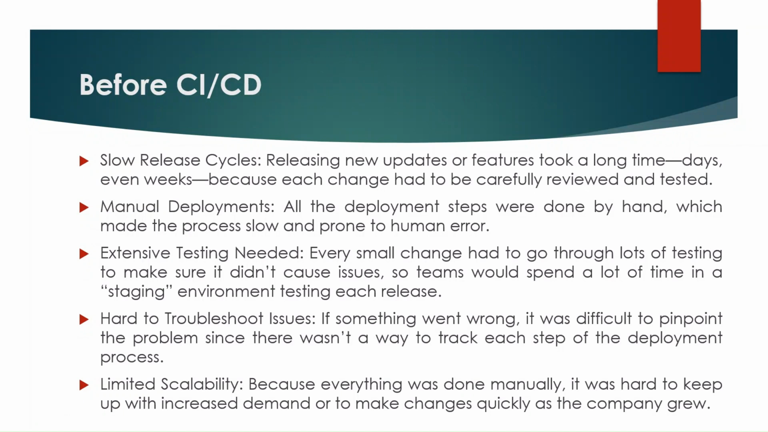Next one is manual deployments. So all the deployment steps were done by hand, which made the process slow and prone to human error. Next one is extensive testing needed. So every small change had to go through lots of testing to make sure it doesn't cause issues. So teams would spend a lot of time in a staging environment testing each release.